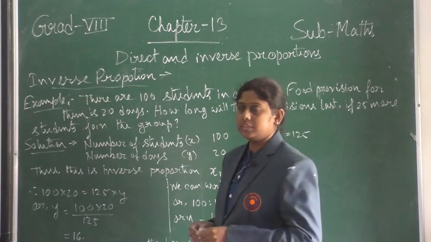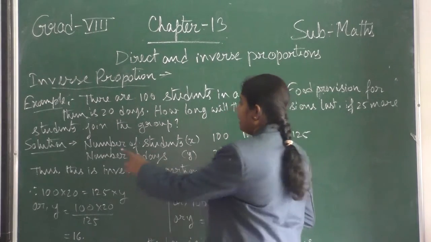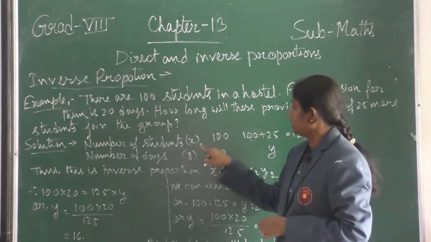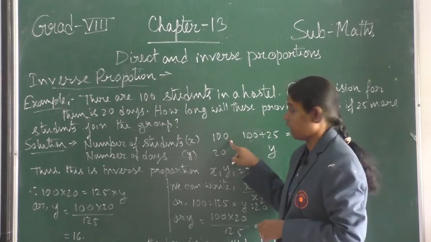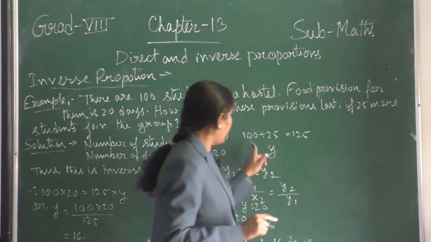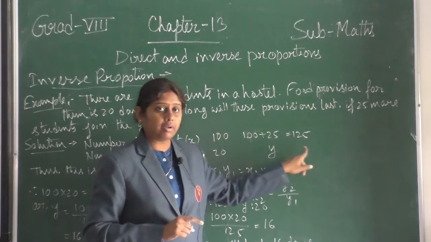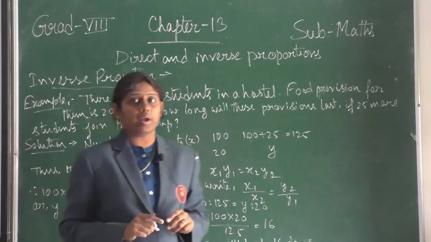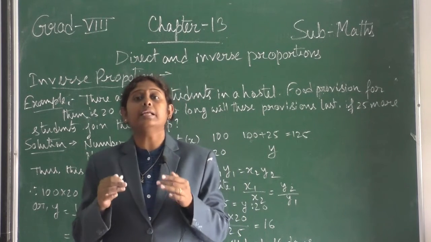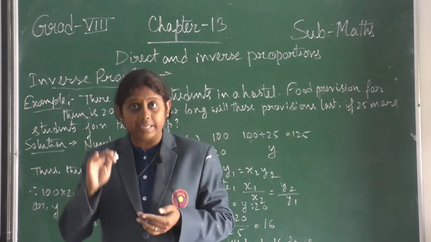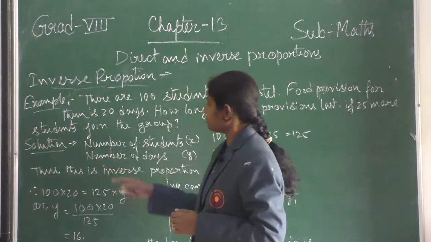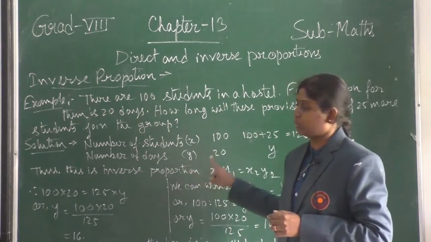So, the solution of this sum, let us check that. The number of students is denoted by x and the number of days is denoted by y. So, if x is equal to 100, then y is 20. If x is equal to 100 plus 25, that is 125, then how much is y? We need to find out. We can see that if new students come to the hostel, then the food provision should decrease, right? So, it is going according to inverse proportion. Thus, this is an inverse proportion sum.